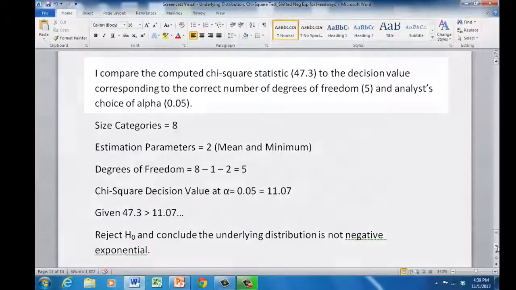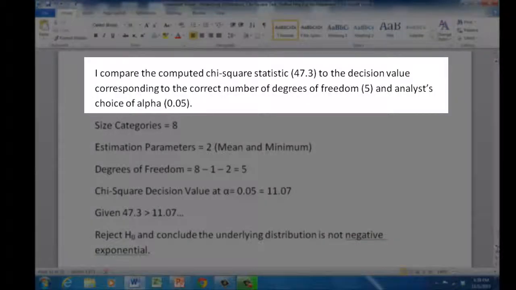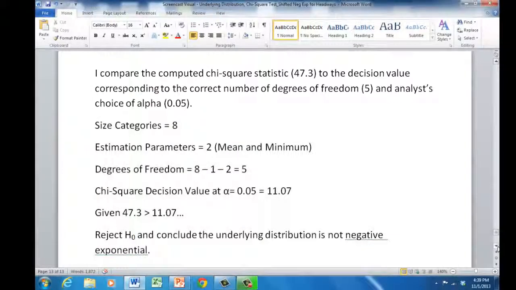I compare the computed chi-square statistic, 47.3, to the decision value corresponding to the correct number of degrees of freedom and the analyst's choice of alpha. The degrees of freedom depend on the number of size categories, given here is 8, and the number of estimation parameters, which is 2. The two estimation parameters are the mean, which was 4.4, and the minimum, which was 1. The degrees of freedom is the number of categories minus 1 minus the number of estimation parameters. 8 minus 1 minus 2 gives us 5 degrees of freedom.